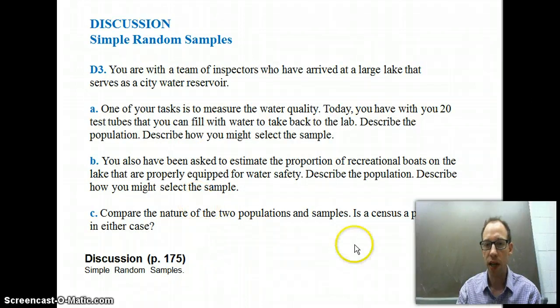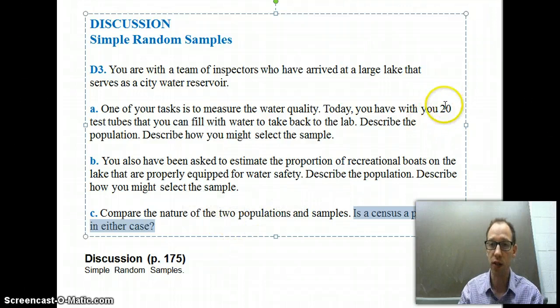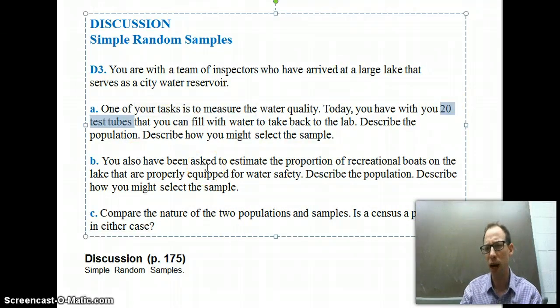One thing I just want to point out here: we're looking at water quality, and it asks, is a census a possibility? First of all, we tend to think of populations as people, and in this case, a sample is just a test tube of water, or in this case, I guess, 20 test tubes of water. So what is the population? Well, the population here would be the entire lake.